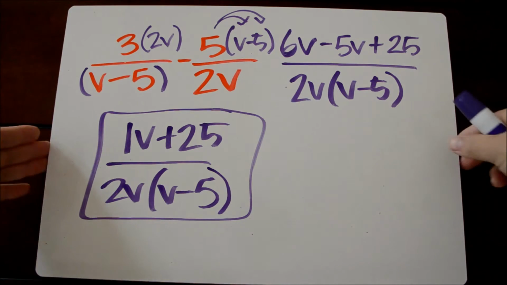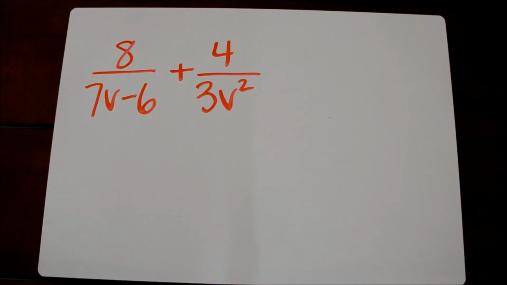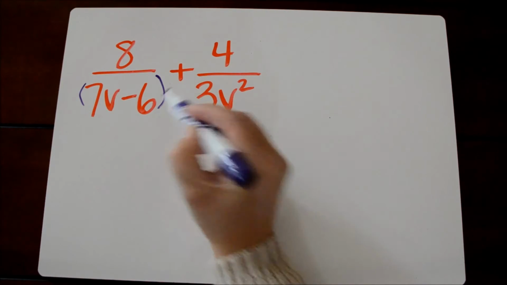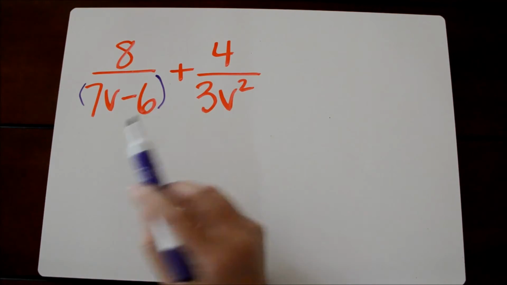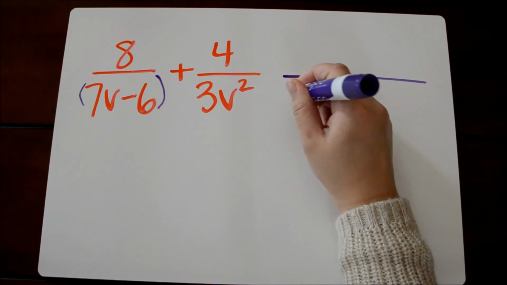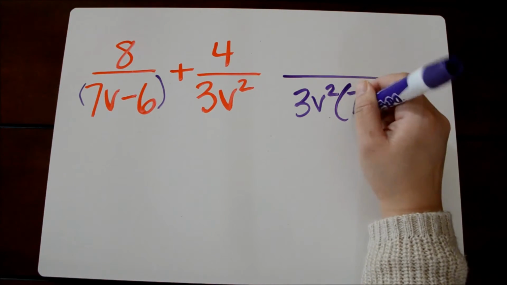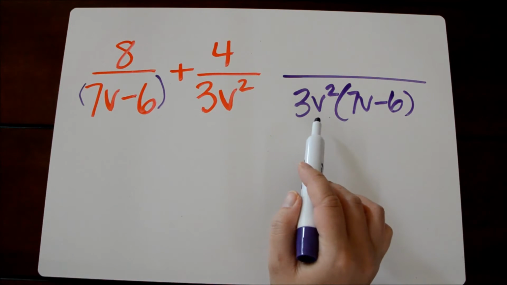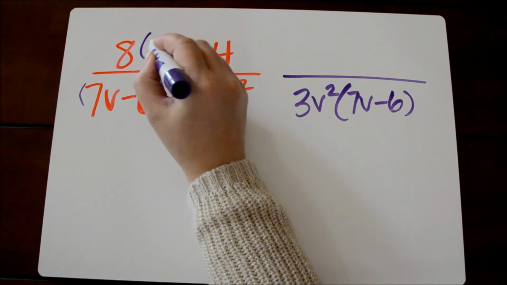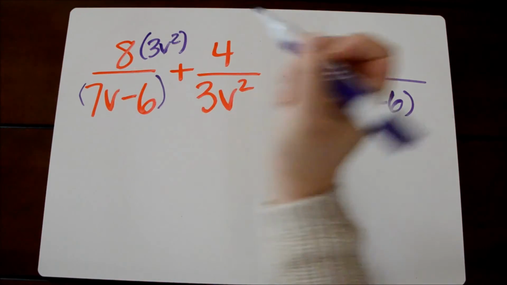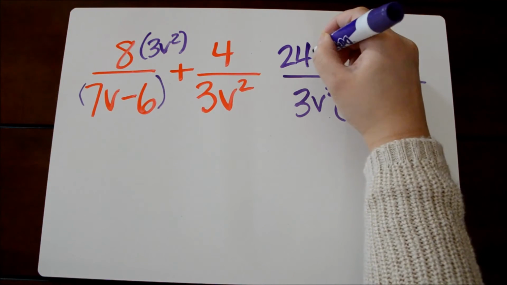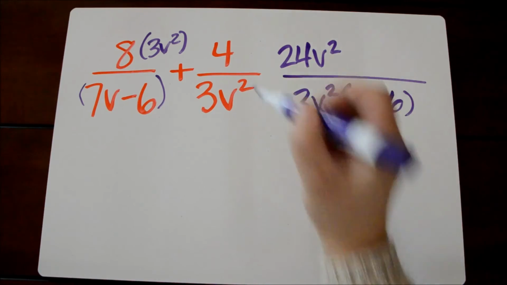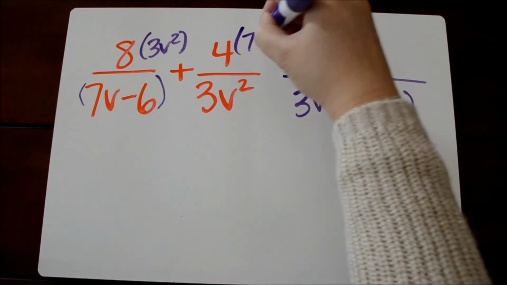Let's take a look at another example. So looking at these denominators, the lowest common denominator is going to be 3v squared times 7v minus 6, because they do not go into each other. So to get 7v minus 6 to look like this, we have to multiply by 3v squared. So we're going to multiply the numerator by 3v squared, and that would give us 24v squared. To get 3v squared to look like this common denominator, we'd have to multiply by 7v minus 6.